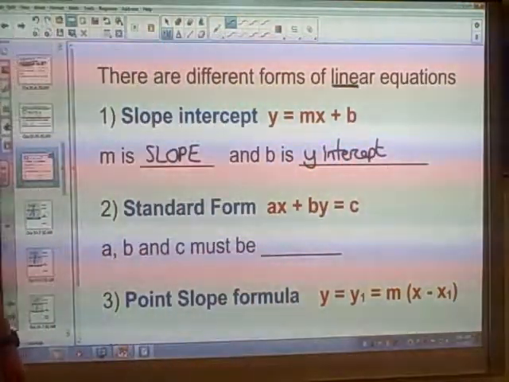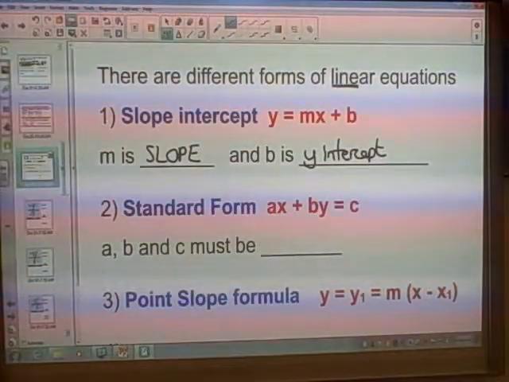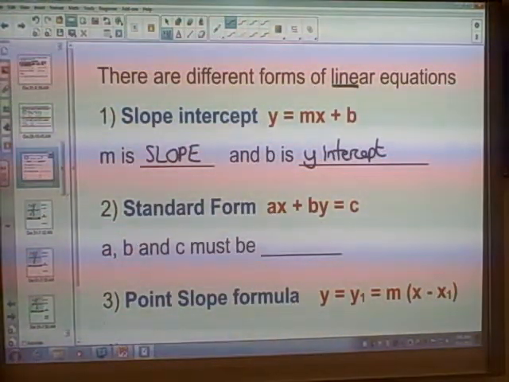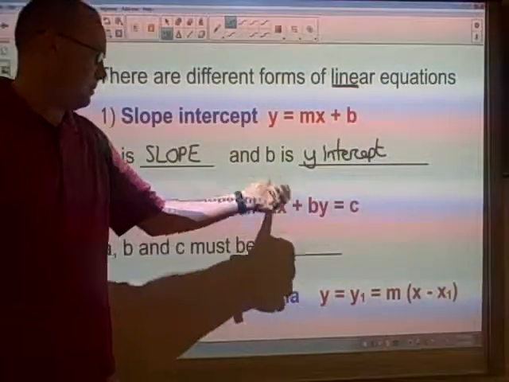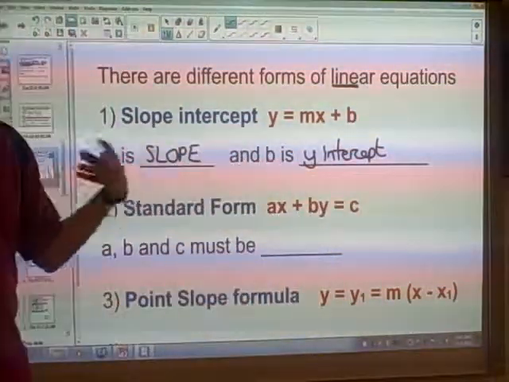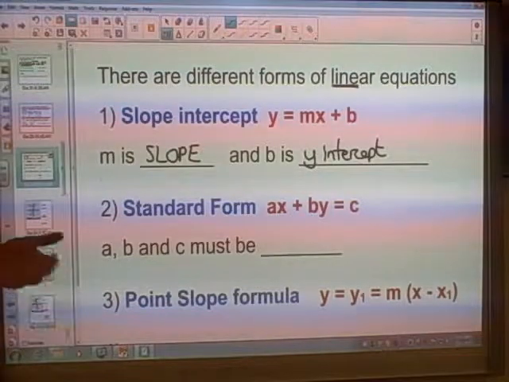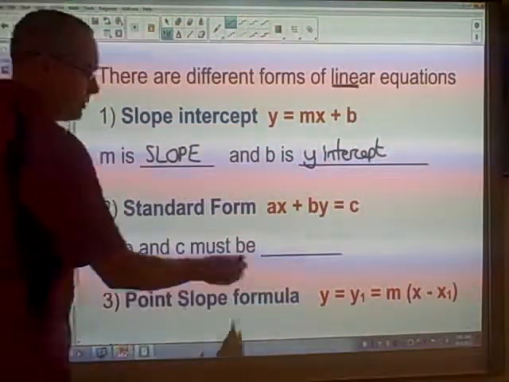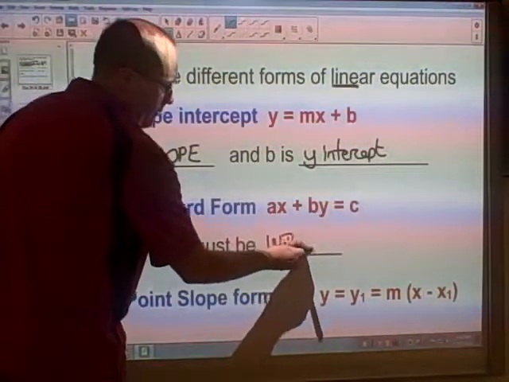And that's very useful if you want to find the slope, because all you have to do is look at the number of x's, and that will tell you exactly what it's going to be. Standard form is something x plus something y equals a number. So like 3x plus 5y equals 10. However, a, b, and c must all be integers, or if you prefer, whole numbers.